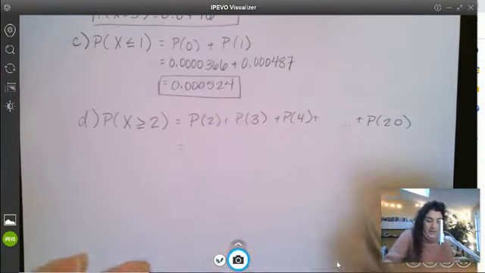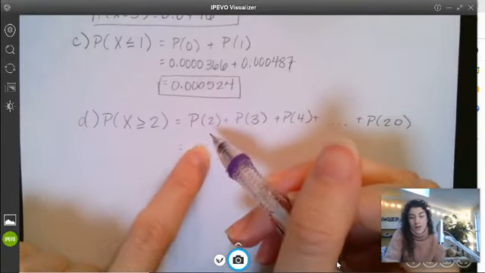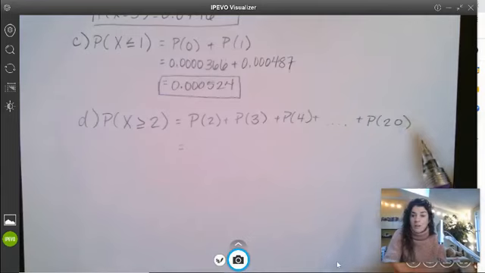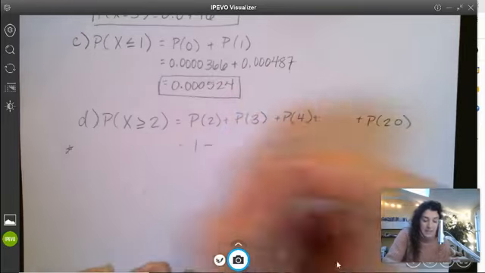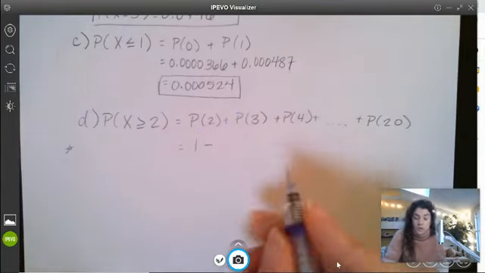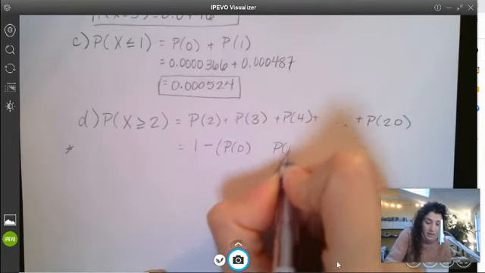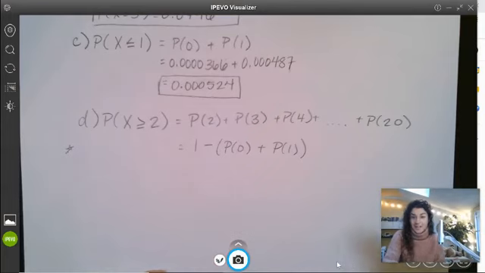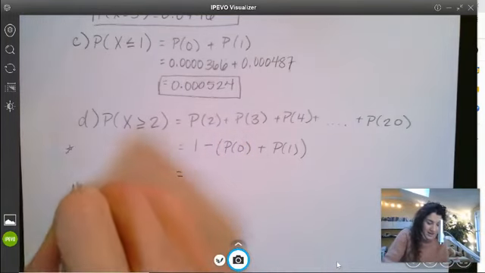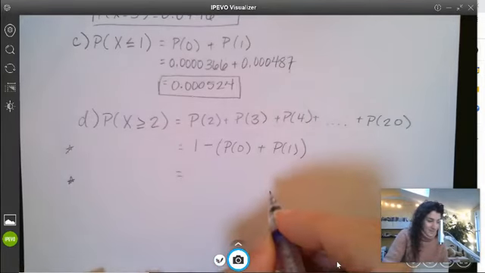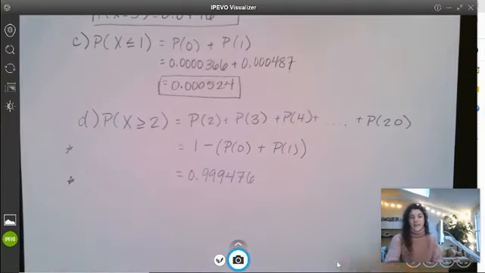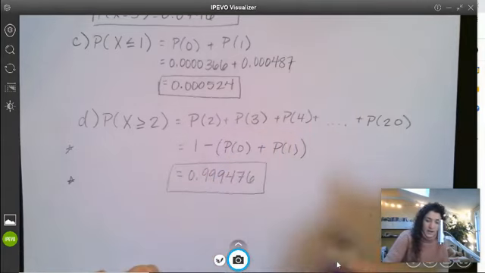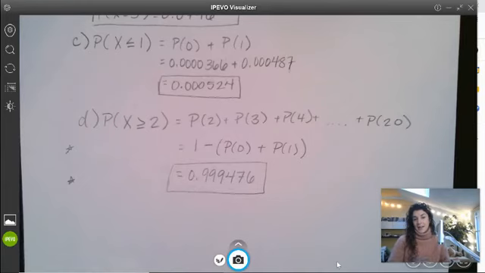What we could do instead is that we know that the only 2 probabilities missing out of here are 0 and 1. And we know that all of these probabilities must add up to 1, which means if I wanted to find out what this is, I could just say 1 minus the probabilities that aren't here, which there are only 2. The probability of 0 and the probability of 1. Which, hey, we just found up above. Go ahead and calculate that for me. You should have gotten 0.999476. So a number very close to 1. But that's how we calculate it, trying to work smarter here.